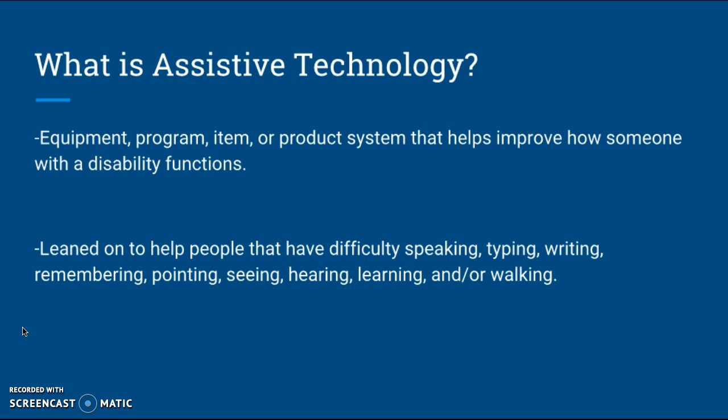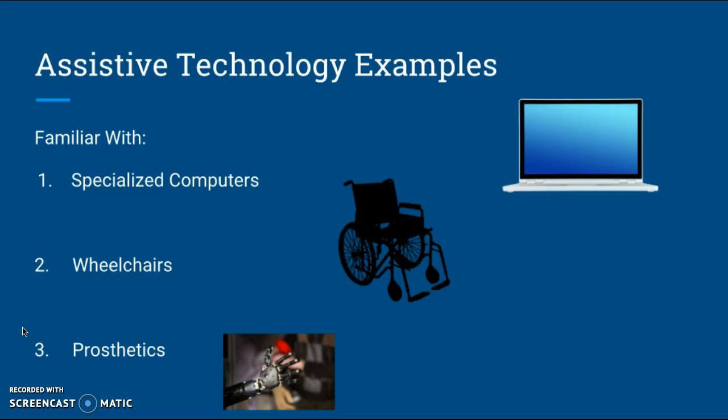Basics about assistive technology. Basically anything that helps improve how someone with a disability functions, whether it's a program, just a basic item, some sort of equipment, anything that helps them find success and do things that they struggle with better. These things that it helps with include speaking, typing, writing, remembering, pointing, seeing, hearing, learning, and even walking. So it's pretty cool. They have stuff that helps all different kinds of things that we all struggle with.